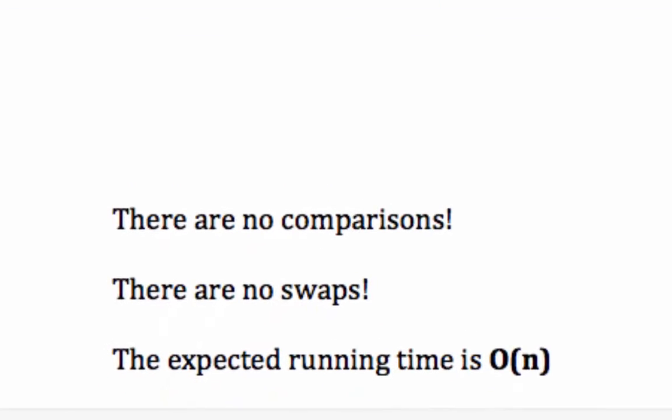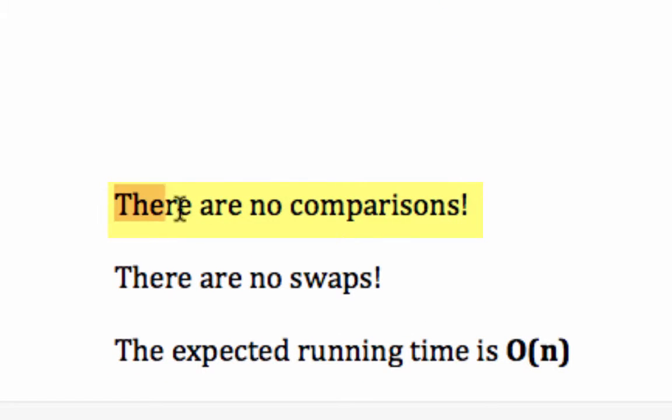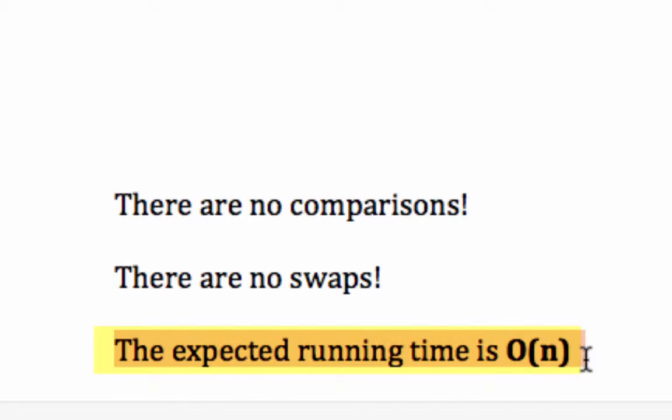So let's do some analysis. First thing to notice is that we didn't compare the values. We didn't ask the question, is this value greater than or less than the other? The second very important aspect of this technique is that we didn't swap. We didn't insert values here and then move them down. We simply created groups or buckets as we went through the algorithm. Therefore, the expected running time is n. That means it's directly proportional to the size of the data.